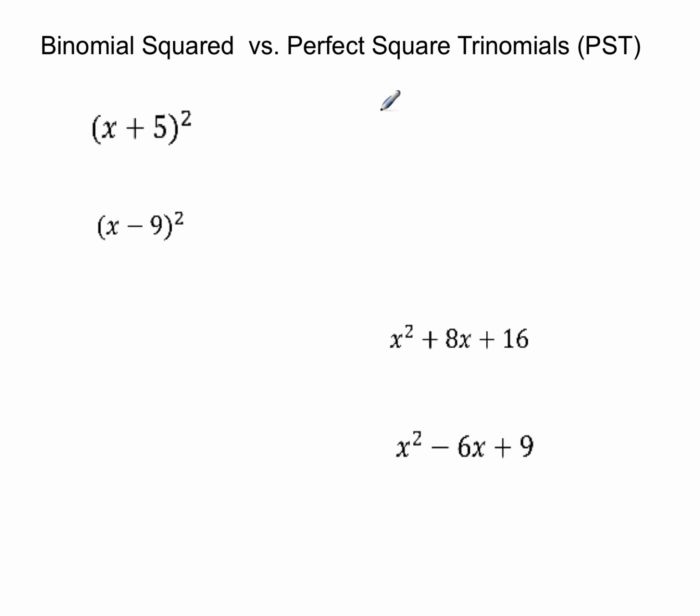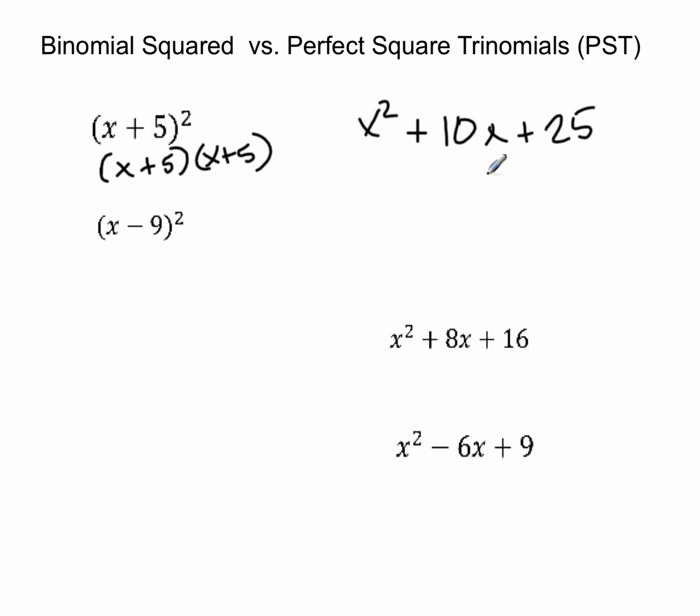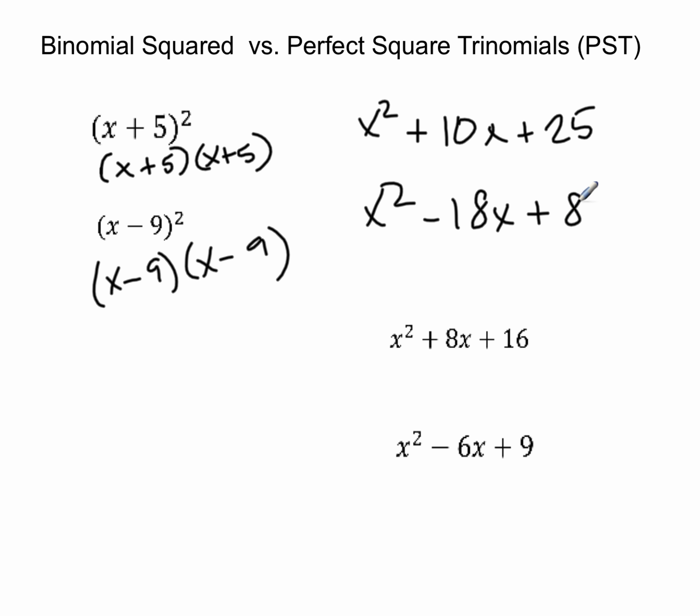x plus 5 squared equals x squared. First of all, you have to remember that this is x plus 5 times x plus 5, right? So what happens when you multiply that is you get x squared plus 10x plus 25. And there is a pattern on these to make it easier. If I look at this one, remember your brain should be thinking x minus 9 times x minus 9, and I get x squared minus 18x plus 81.